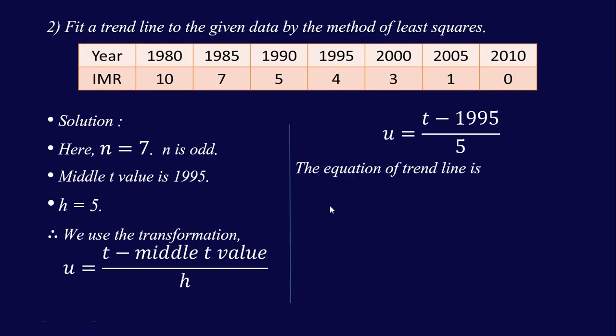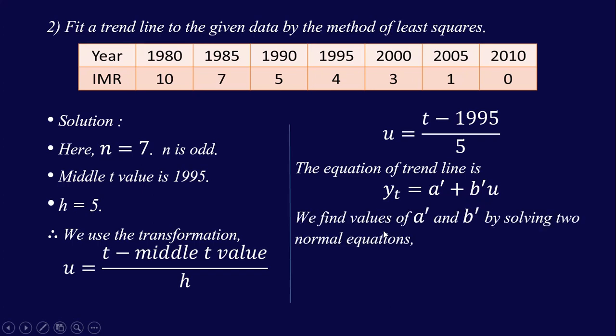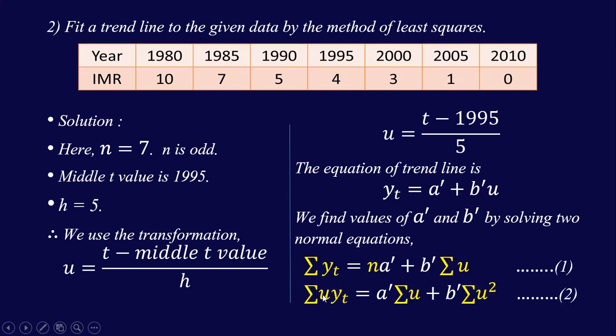The equation of trend line is yt equals a dash plus b dash u. Here a dash and b dash are two unknown values, and we find them by solving two normal equations. Summation yt equals n a dash plus b dash into summation u. It is the first equation. And summation u yt equals a dash into summation u plus b dash into summation u square.